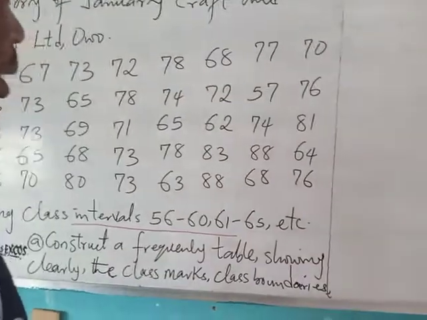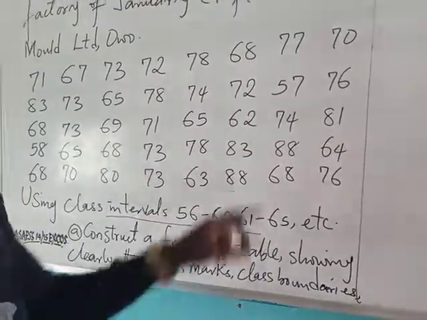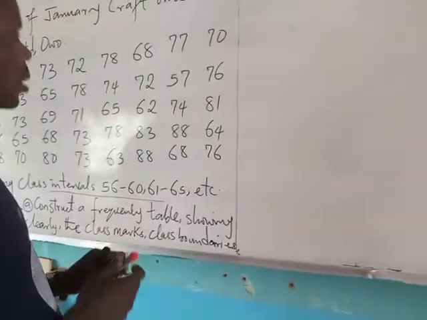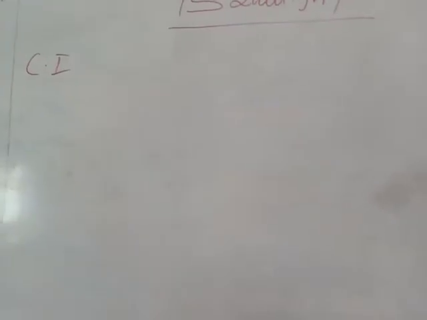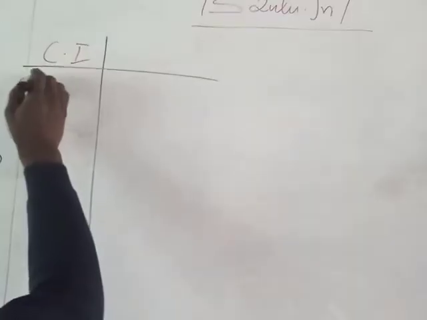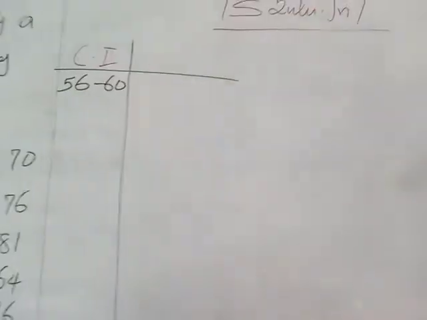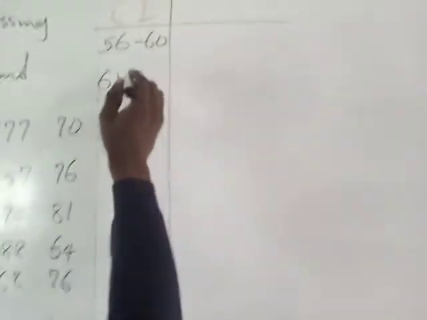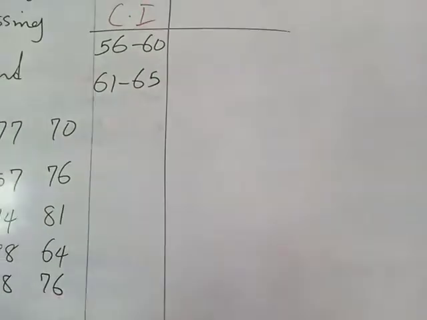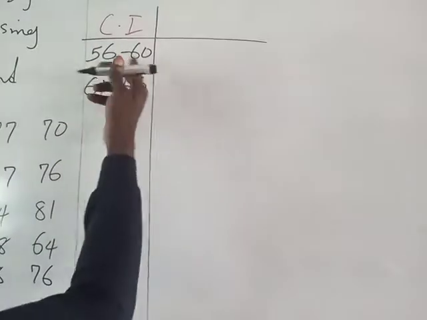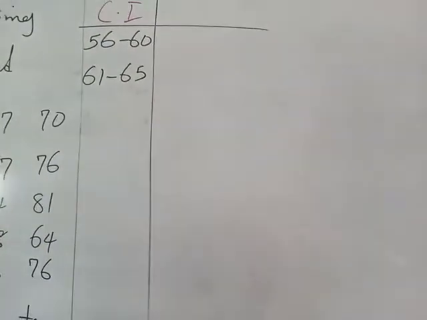The highest data here is 88, so we are going to stop at the range of 86 to 90. Let's start with 56 to 60. The next one is 61 to 65. If you look at the range, from 56 to 60 is 5, and from 61 to 65 is also 5.